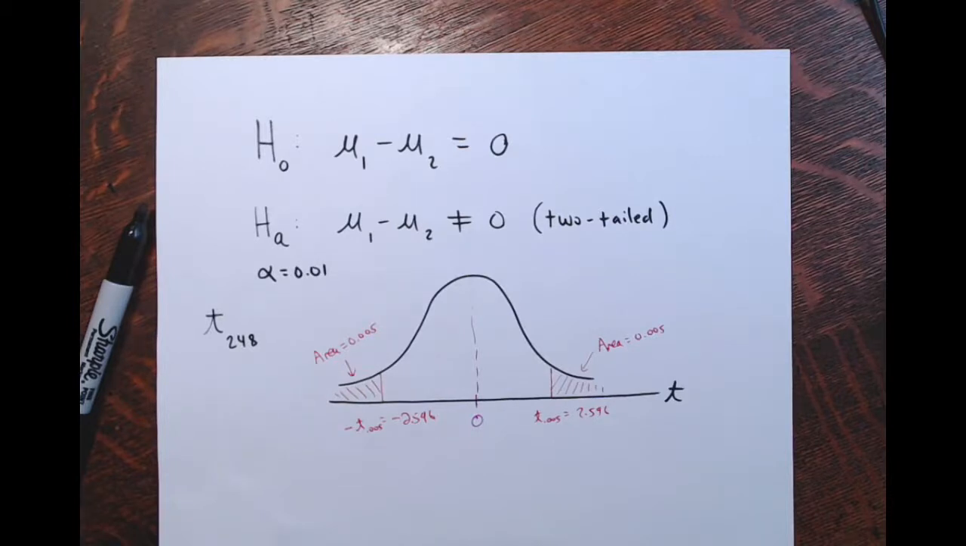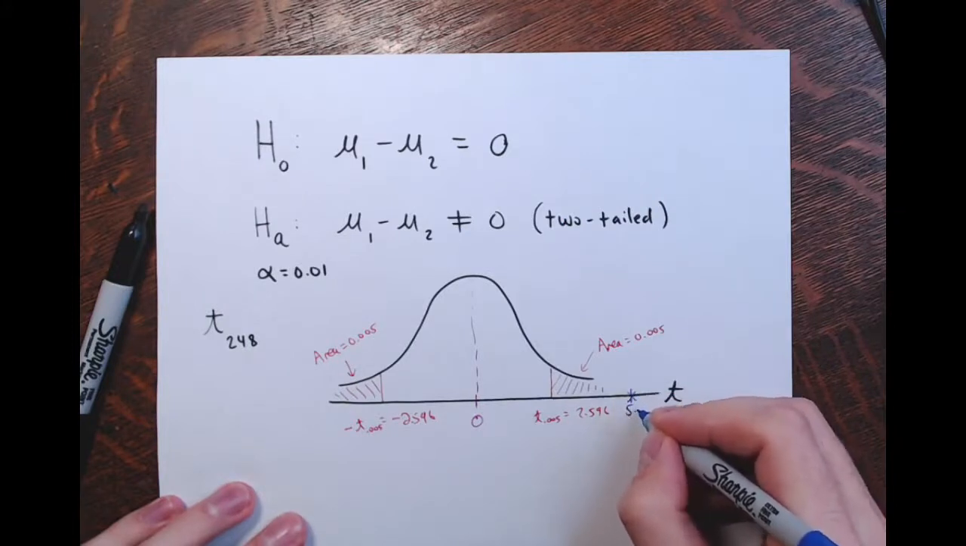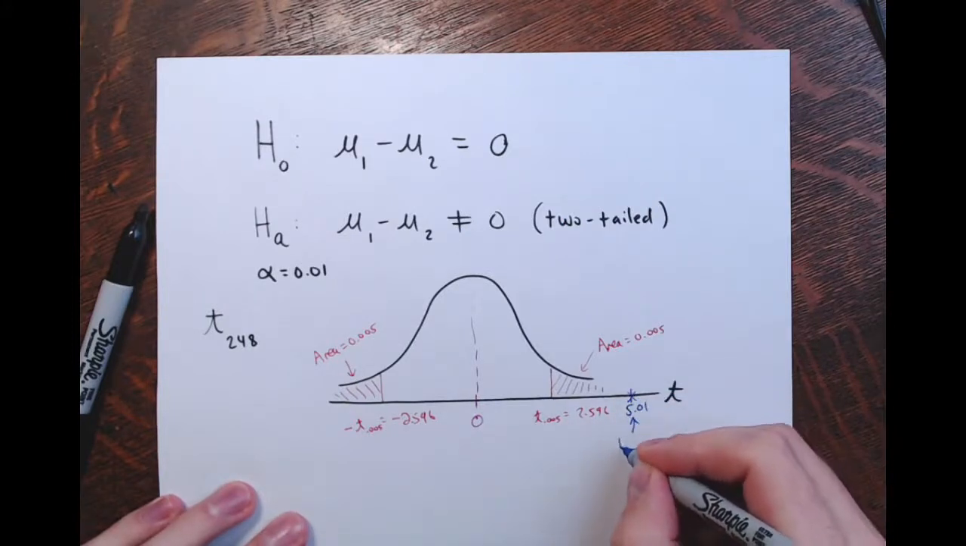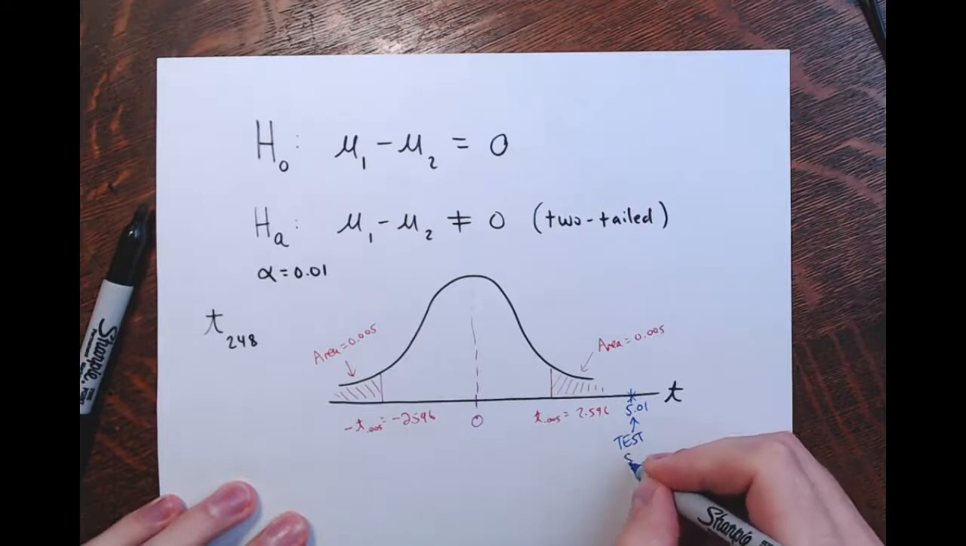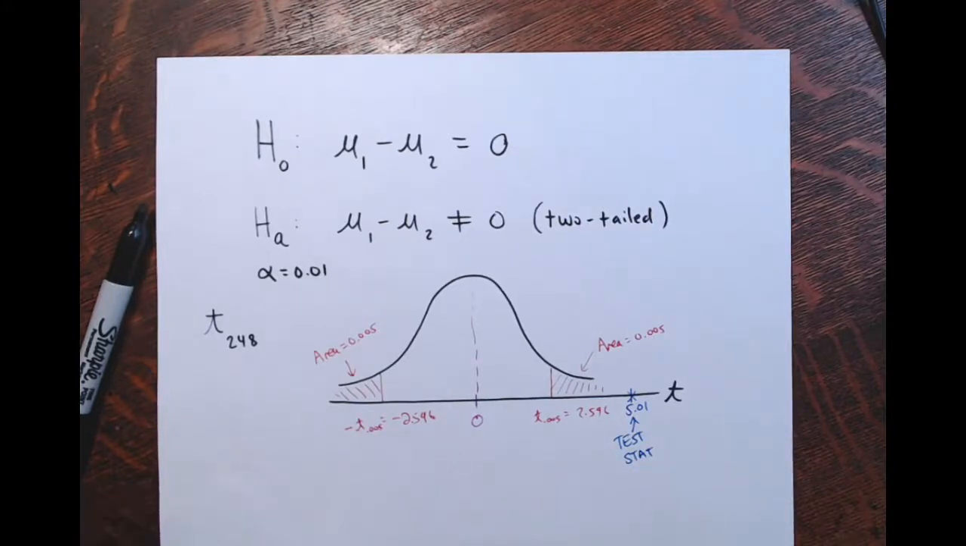All right, and then they told us before that our test statistic for the difference between the sample means of the two samples she took, or Mariana took, came back as 5.01, which is over here, right? There's the test statistic, which is clearly in one of these rejection regions.